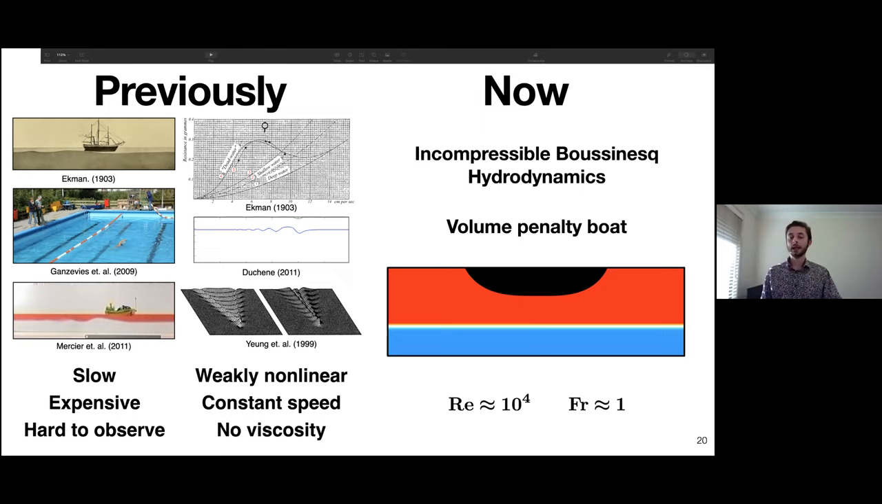And to simulate a boat in density stratified waters, we use volume penalization, which is what I spoke about at the start of the talk. And we're going to look in the same kind of regimes as the tabletop experiments. So Reynolds number is around 10,000. And we're interested in that range of the peak effect where you're moving at the wave speed of the internal waves. So it's Froude number roughly one.